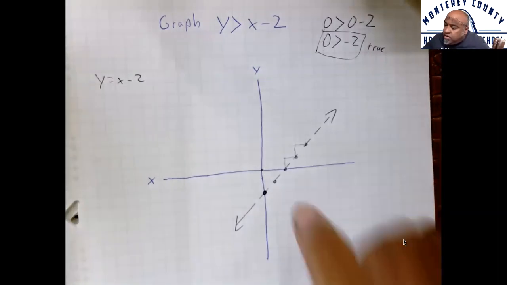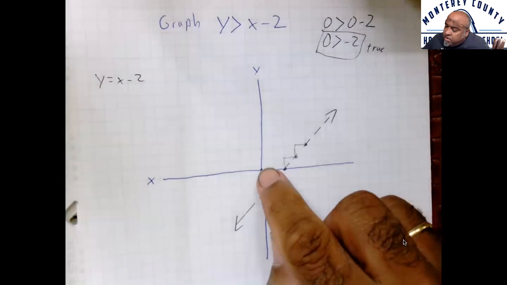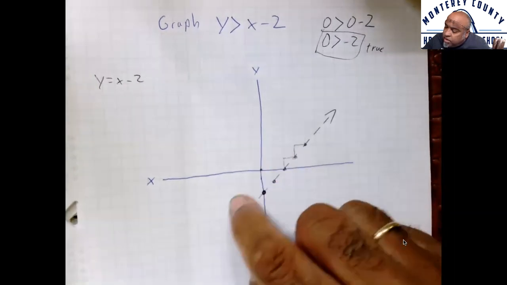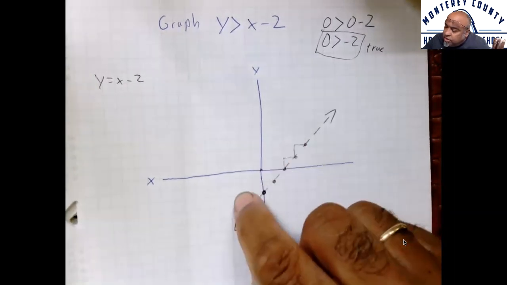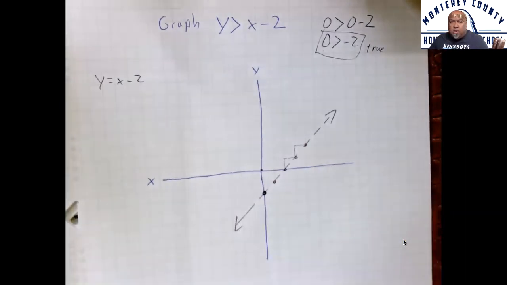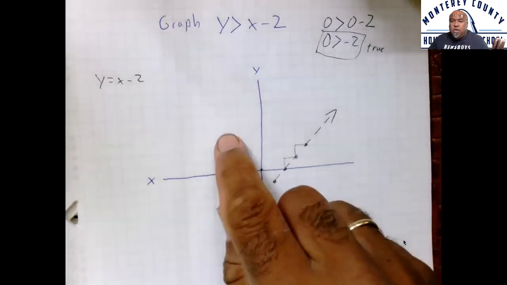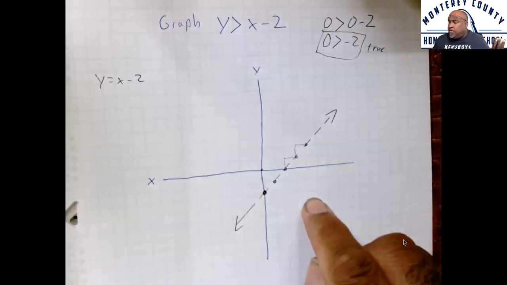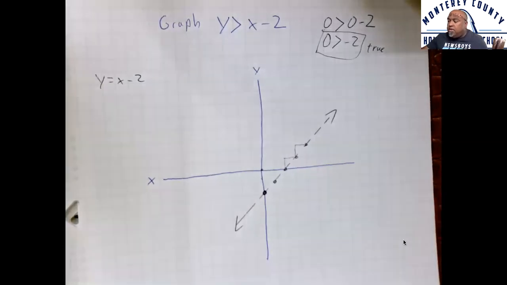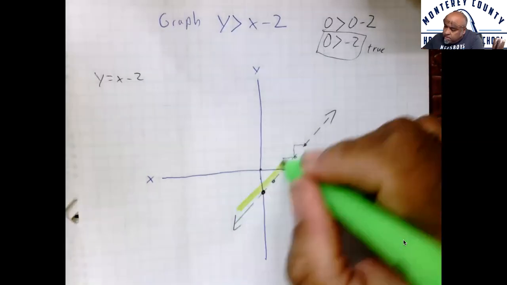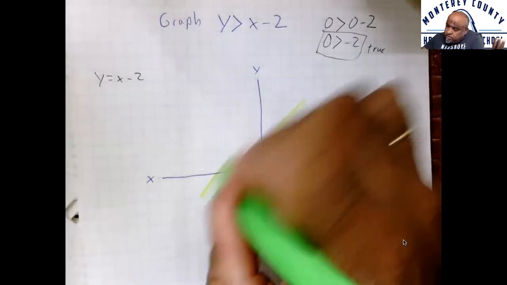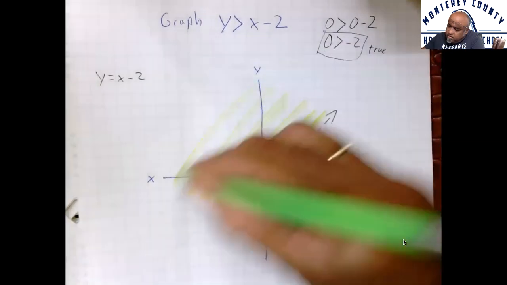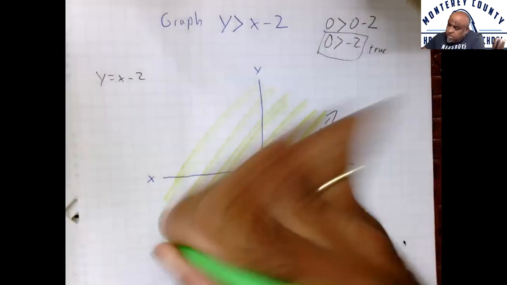Now I do want to say something here. If my line goes through 0, 0, then I cannot use 0, 0. I'd have to use another point. Now, what point should I use? I said 0, 0 because it's easy to remember, but you can use any point anywhere on the graph to determine this. So since that's true, I shade the side that contains that answer.